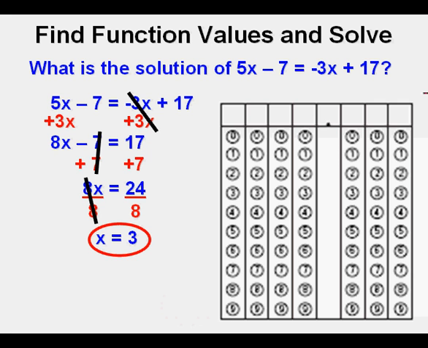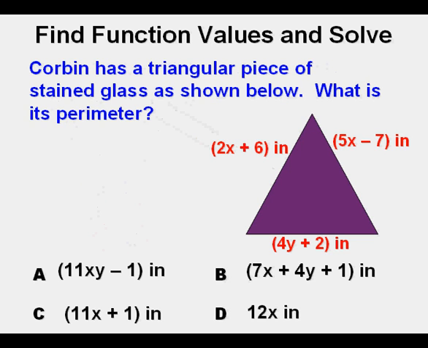And now we need to fill in our answer sheet. We need to make sure that we first write in that 3 just to the left of the decimal point. Then we need to fill in with our number 2 lead pencil the circle with the 3 in it. And that's all we need. Let's look at our second problem.